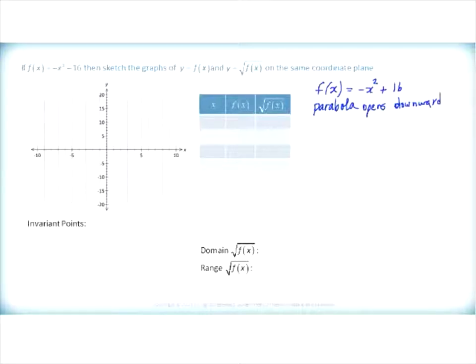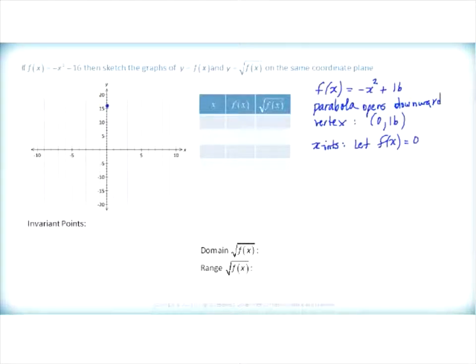As well, the vertex of this parabola is located at (0, 16). So we have (0, 16) as the vertex of the parabola, and the parabola opens downward. Next, it is important to determine the x-intercepts, and we do so by letting f of x equal 0.